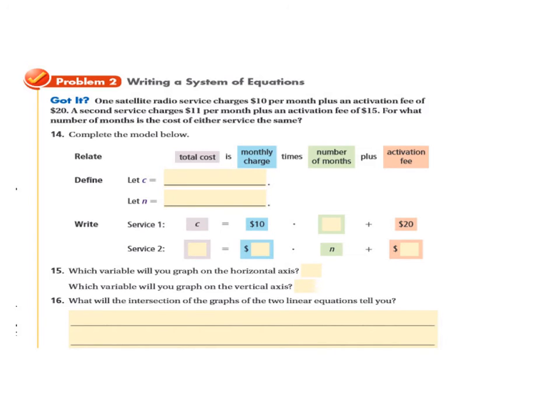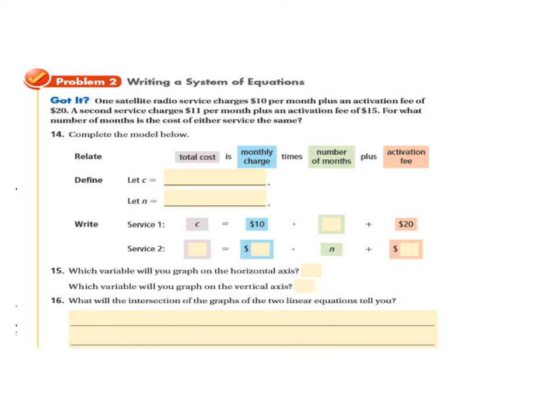All right, now we're going to do a word problem. Here's our problem. We have a satellite radio service. They charge $10 per month plus an activation fee of $20. You have a second service that charges $11 per month plus an activation fee of $15. It wants to know for what number of months is the cost of either service the same? When is the cost equal? How many months does it take for them to be equal?